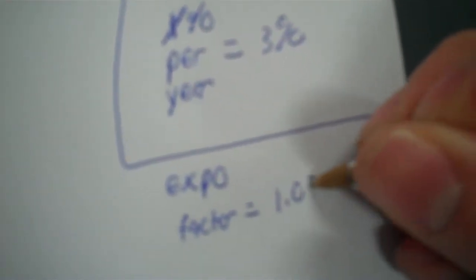If you have an exponent function, you have to know what your factor is. It might be growth, it might be decay. Read the problem. Well, 3% interest means it grows from its original amount. So we're going to take 100% and add 3%. So that's 103%. Move the decimal back twice, and that's going to be 1.03.